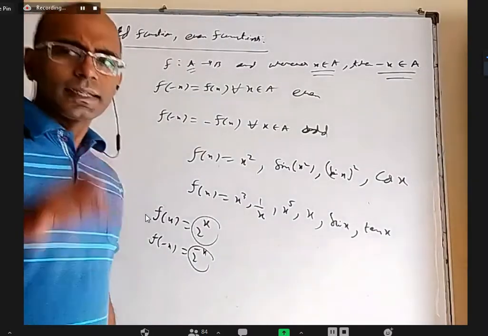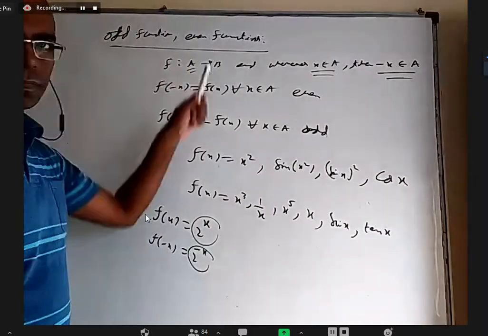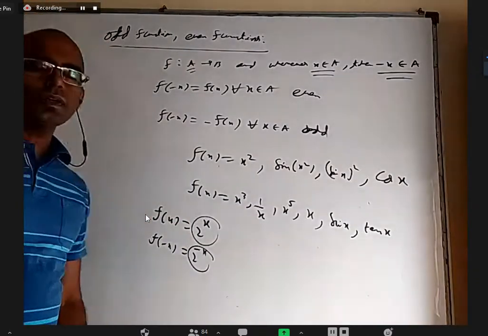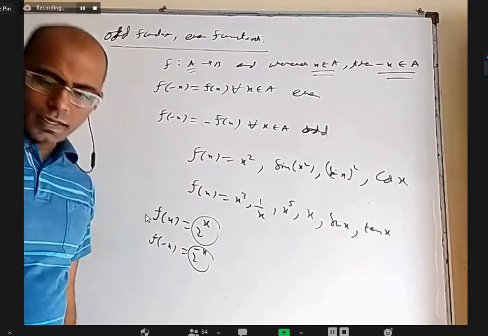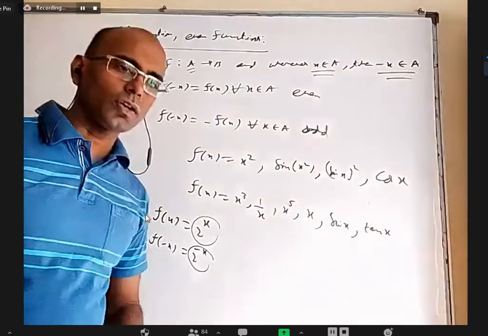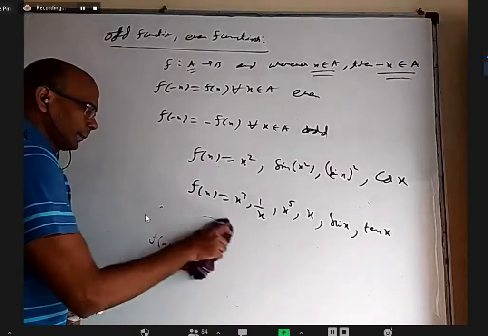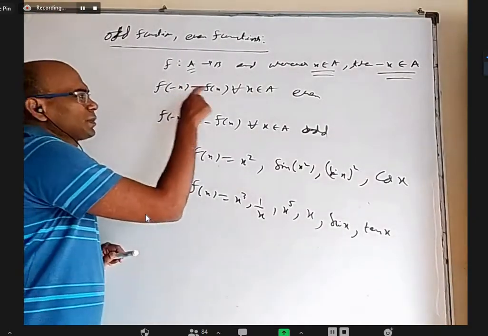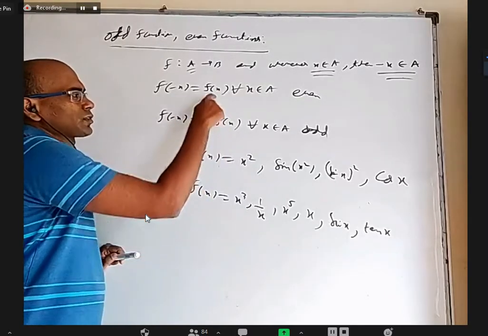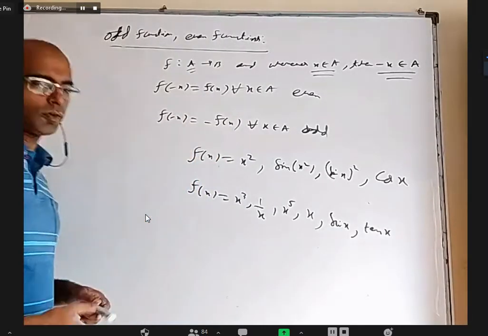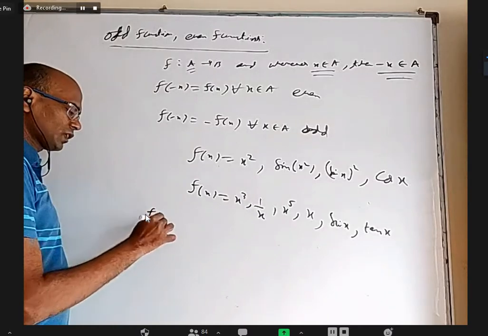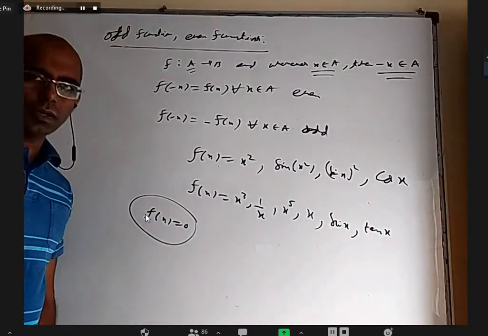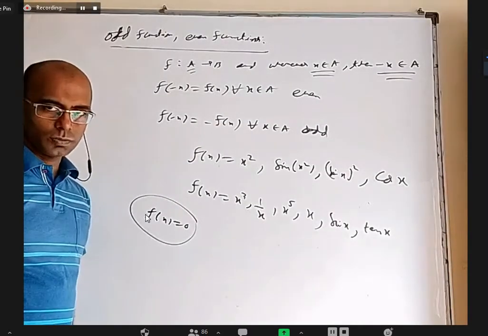It is not that every function has to be even or odd. Some functions are even, some functions are odd. Some functions are neither even nor odd. Is there any function which is both even and odd? f of x is equal to 0. Because you want f of minus x to be f of x and also minus f of x, so they should be equal. From that, you'll get f of x is 0. So f of x equal to 0 is the only function which is both even and odd.